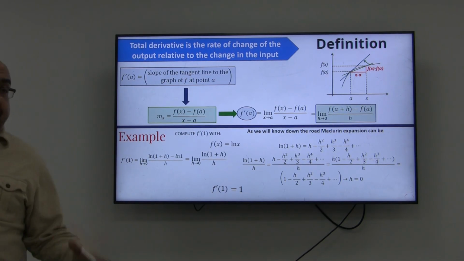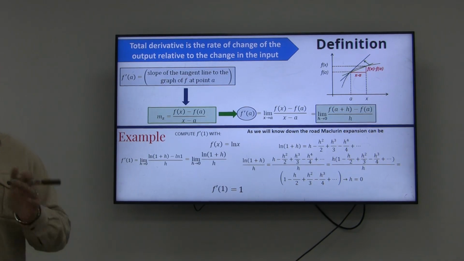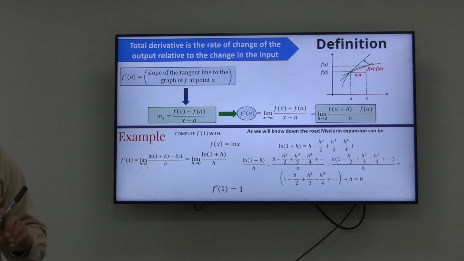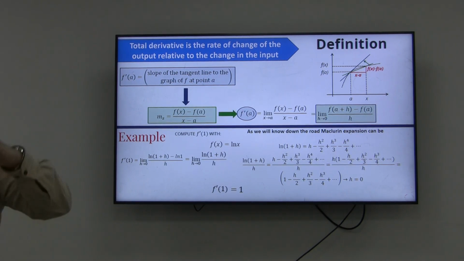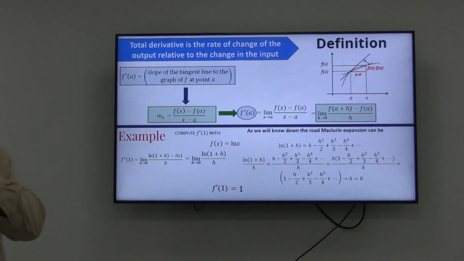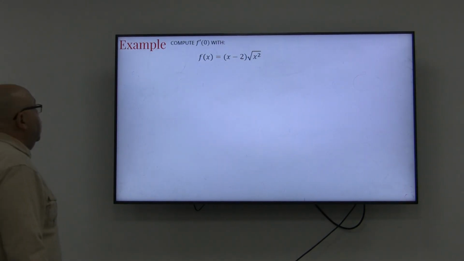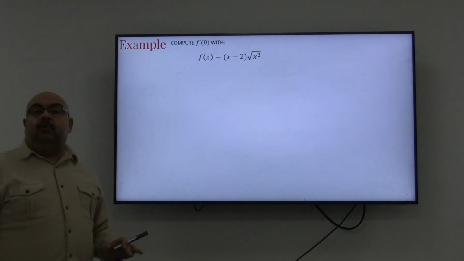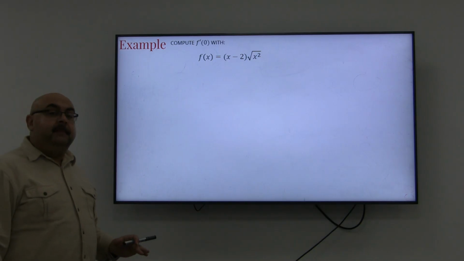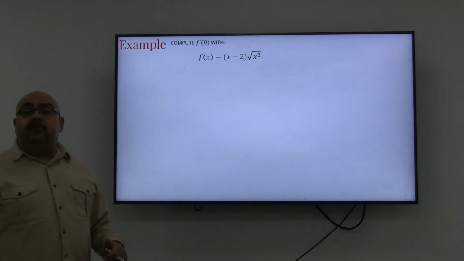Let's do another problem and see if it is differentiable or not. So right now I'm using the derivative law, which is the limit of f of a plus h minus f of a divided by h. Once more, any ideas how to solve this problem? Any ideas how to solve this problem?